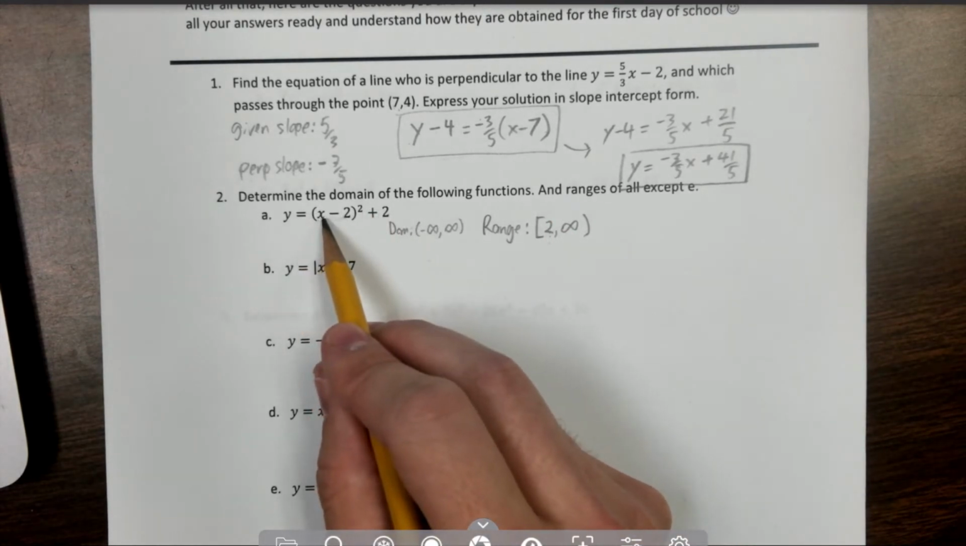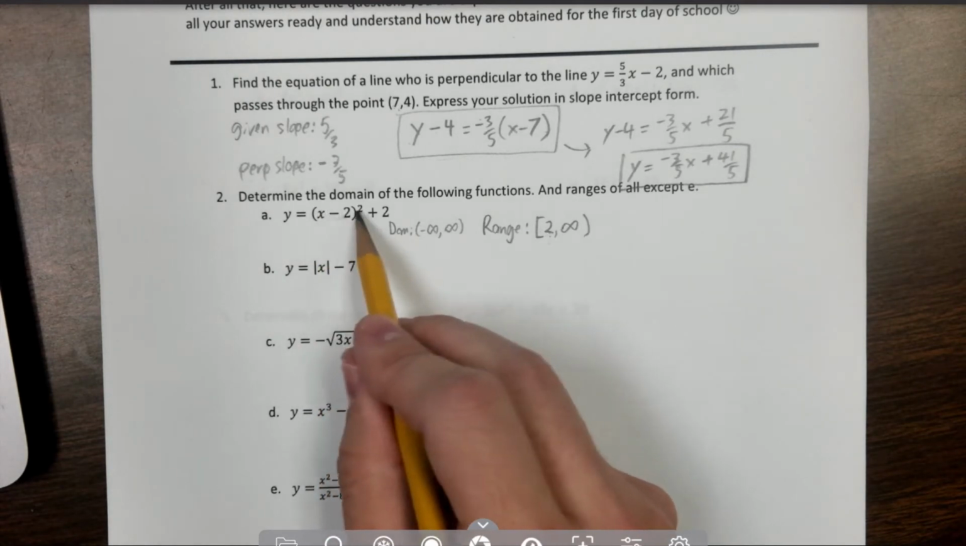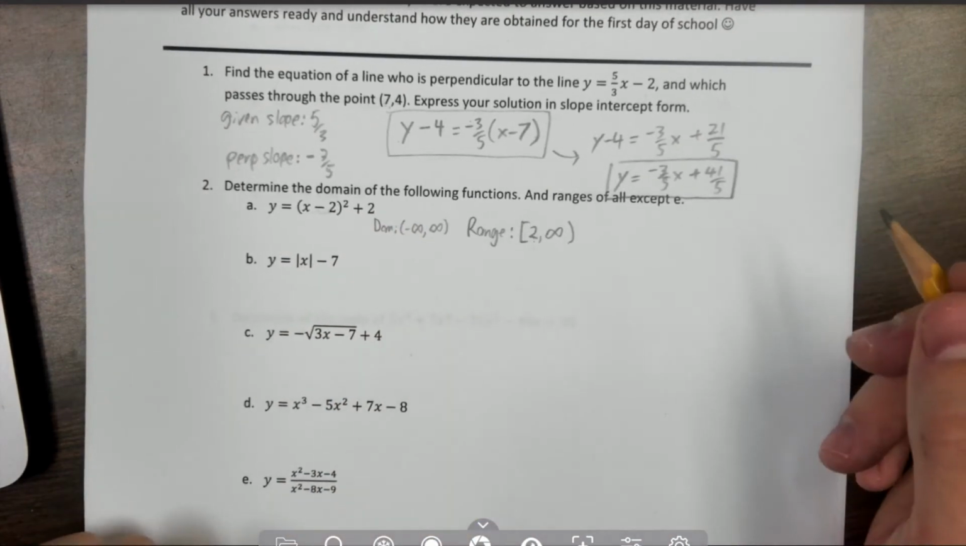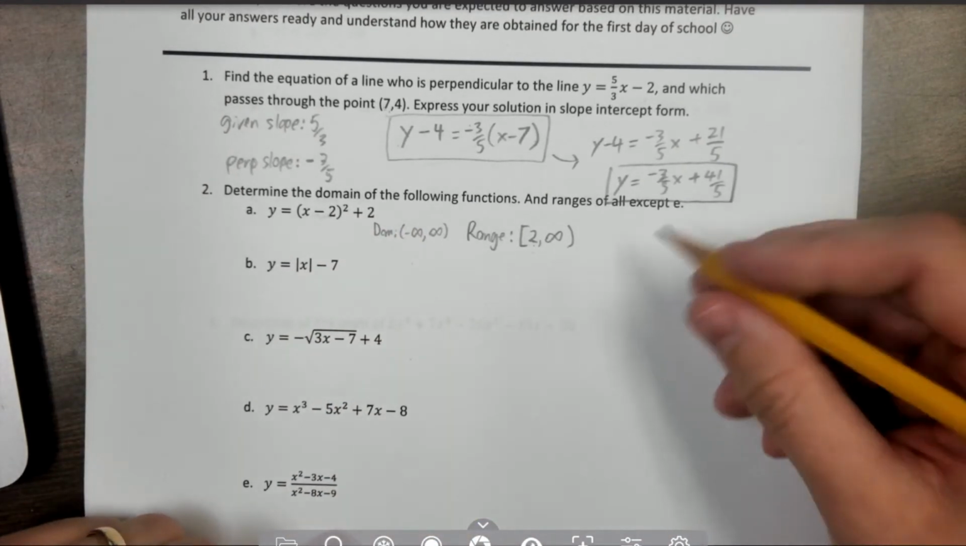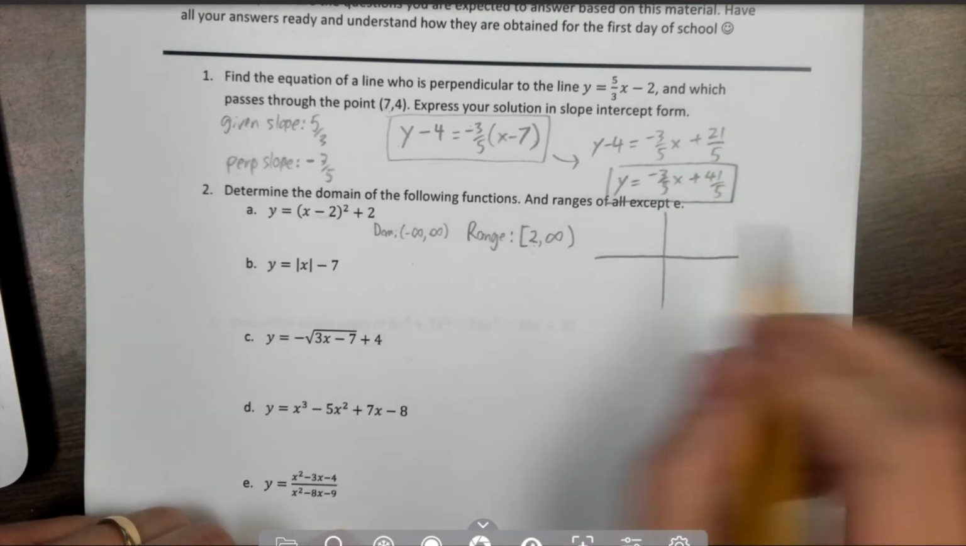Well, I'd plug in 2 for x. If I plug in 2 for x, I'd be squaring 0, and I'd have 0 plus 2. So that is the lowest value this function will ever put out. One other connection, and this is another way to think about this, is if I graph this function. Graphs, things you should still be aware of when you think about this.